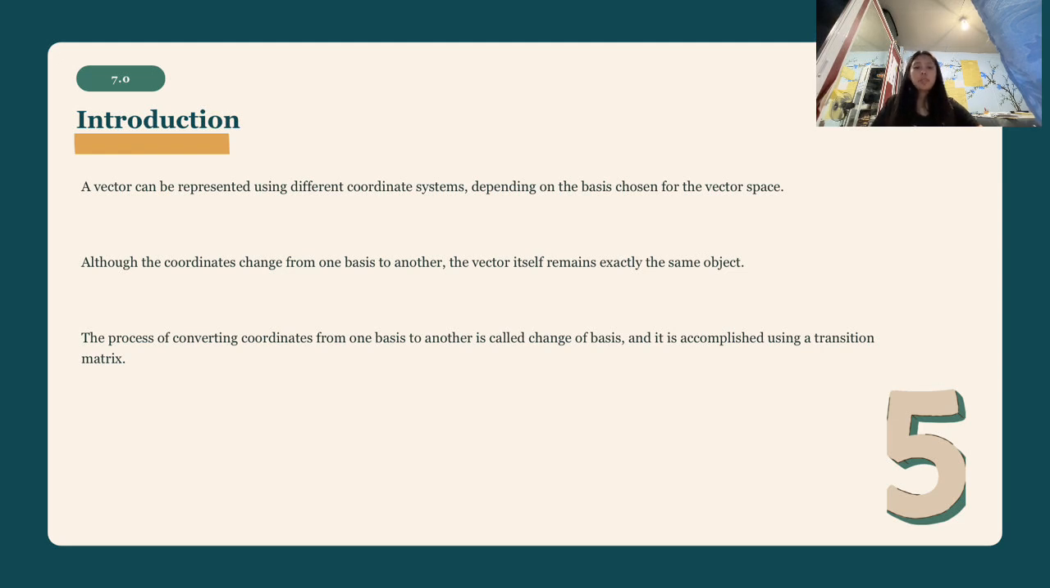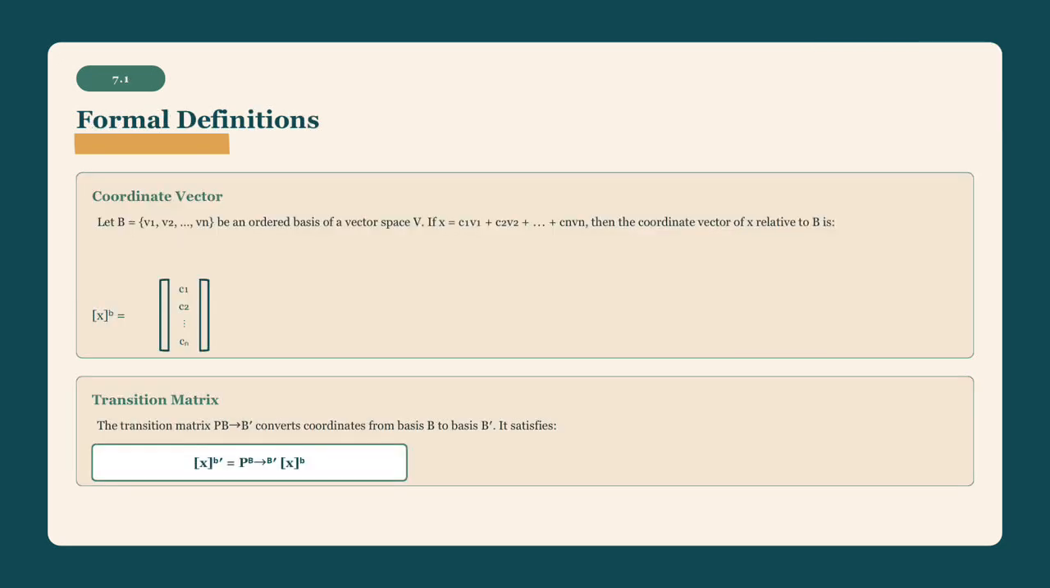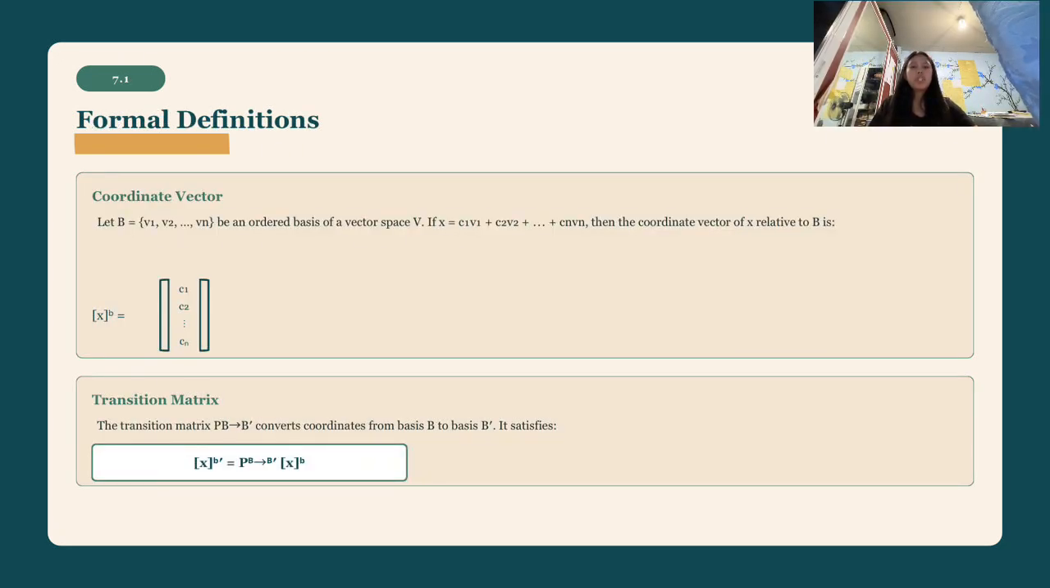Recall that a vector can be written using different coordinate systems. The coordinate values depend on the basis we choose. For example, a point on a map can be described using different coordinate systems, but the actual location never changes. Likewise, a vector remains the same geometric object even if its coordinates change. The process of converting coordinates from one basis into another is called change of basis, and we accomplish this using a transition matrix. Let us now define the important concepts.